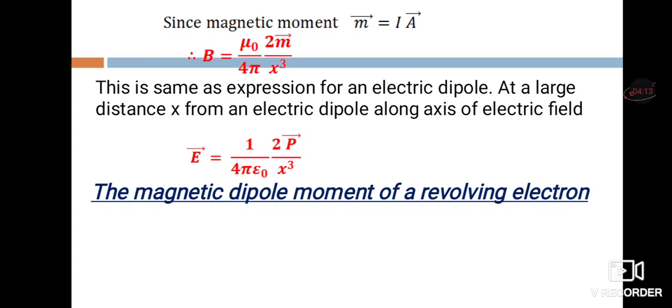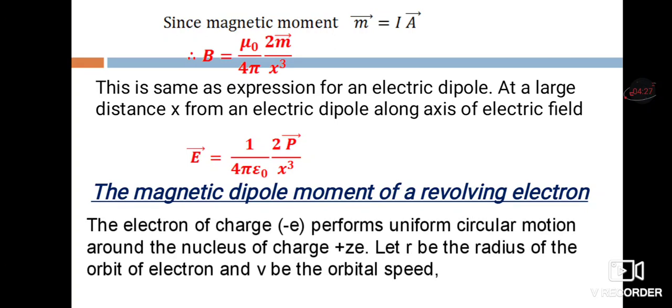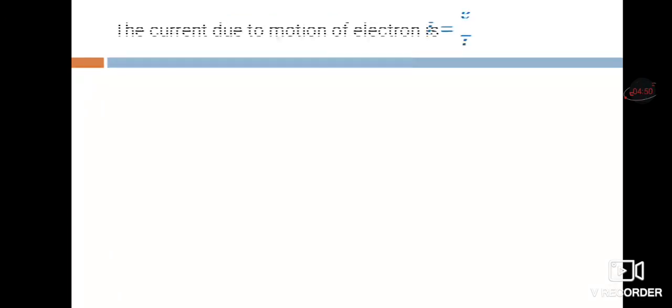Then another derivation is the magnetic dipole moment of a revolving electron. Once the electron is revolving, what is the magnetic dipole moment that will be produced, that we are going to discuss now. Already we know the electron, which has a charge minus e, performs uniform circular motion around the nucleus. The nucleus has a positive charge, which we write as plus Ze, and let r be the radius of the electron's orbit, and v be the orbital speed or orbital velocity.